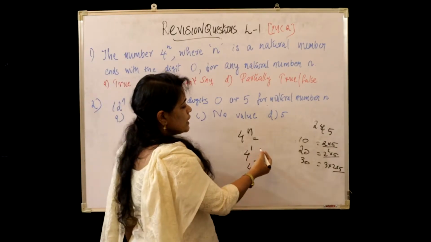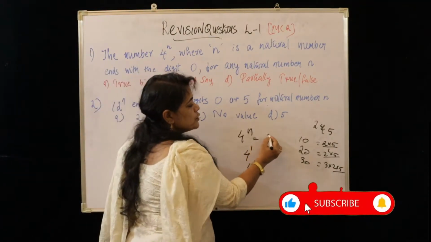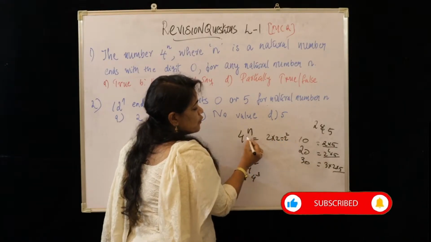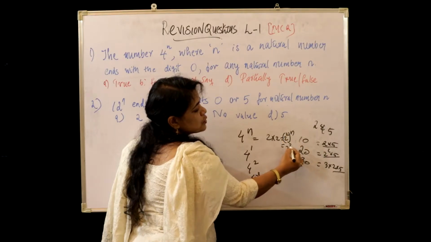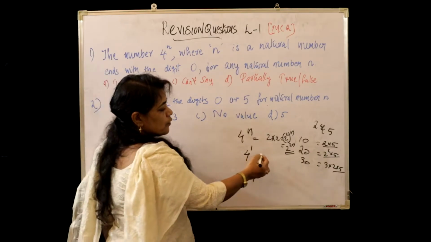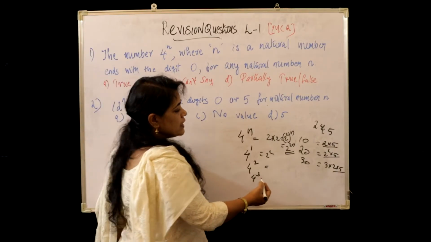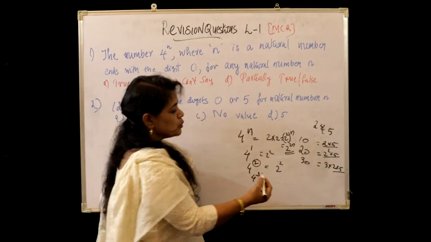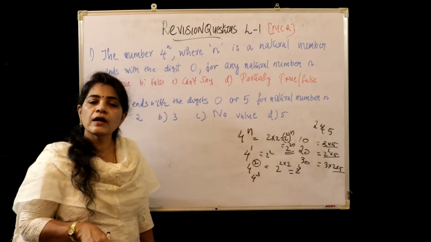Okay, so 4 raised to n, in the prime factorization, 4 is 2 into 2, that is 2 square, and 4 raised to n means 2 square whole raised to n, or 2 raised to 2n. Understood? See, 4 is 2 square. So 4 square is 2 raised to 4, where in place of n you substitute 2. You can see only the prime factor 2.